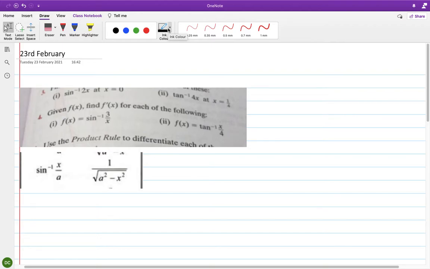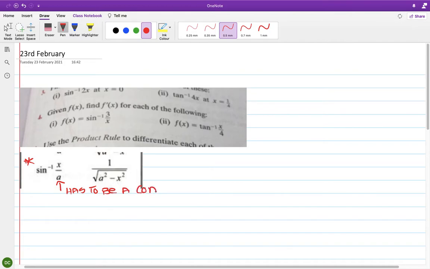Okay, so this here is the formula from the Formula and Tables book. I'm assuming you know this, but I'm going to tell you anyway. The bottom line has to be a constant.